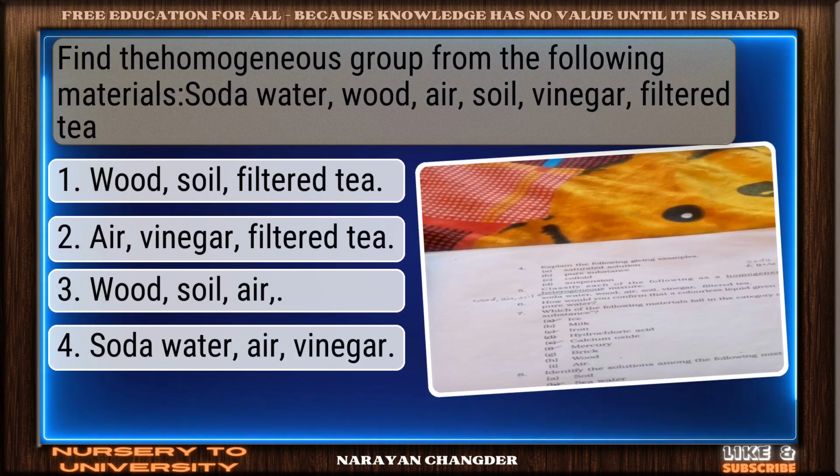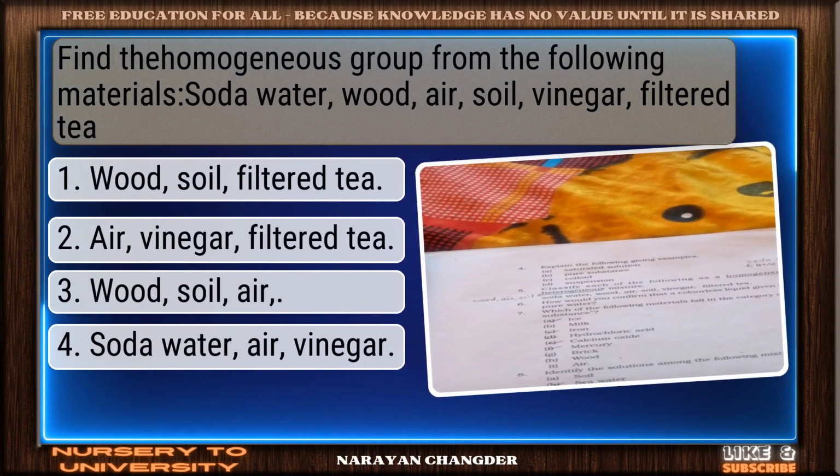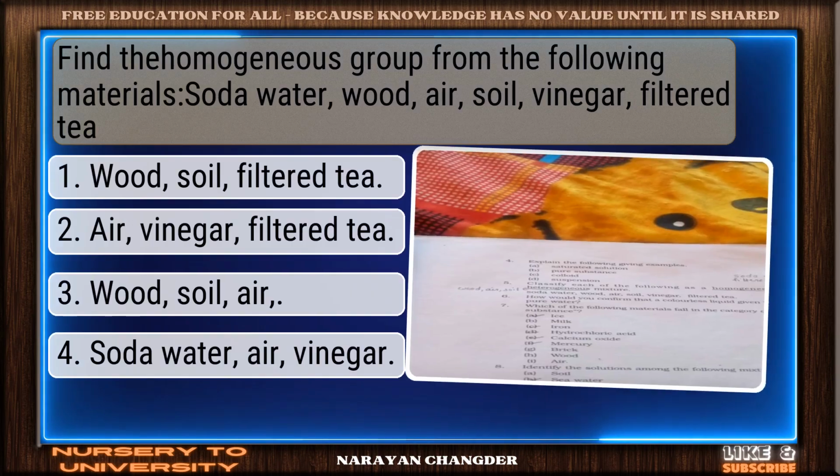Question number 32. Find the homogeneous group from the following materials. Soda water, wood, air, soil, vinegar, filtered tea.